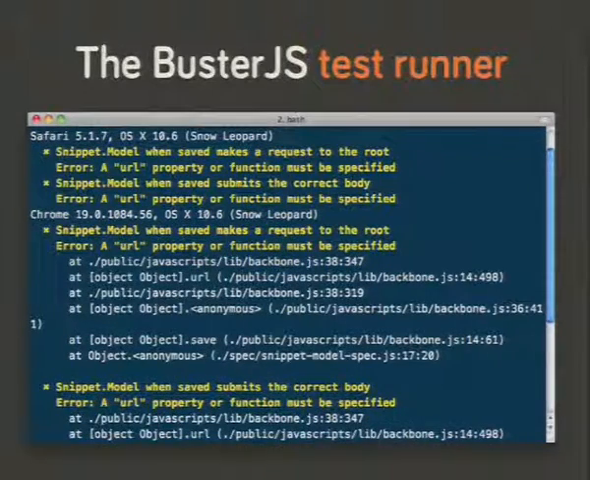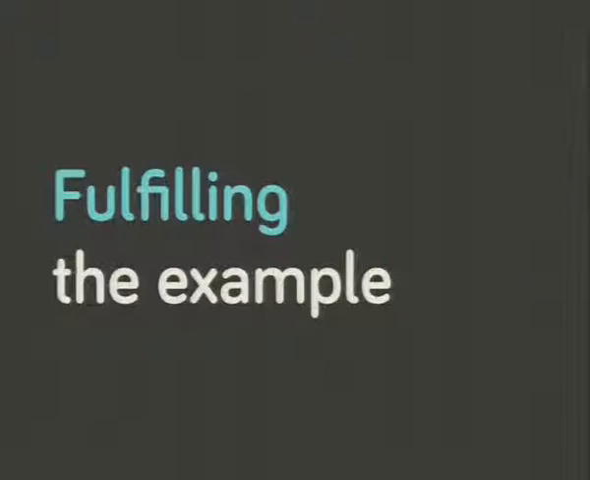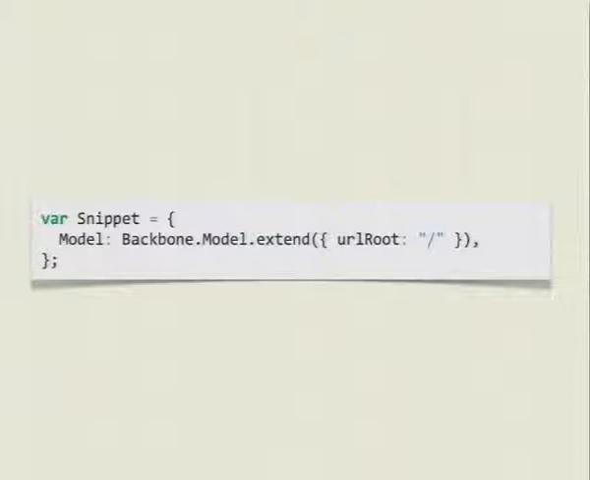And we've got some errors being thrown here. The error that we've got is "a URL property or function must be specified". This error is coming from Backbone. If you try to save a Backbone model that doesn't specify the URL that it's going to use for that save, then it will throw this error. So now we can fulfill our example. In this case, the only thing we actually need to do is that.